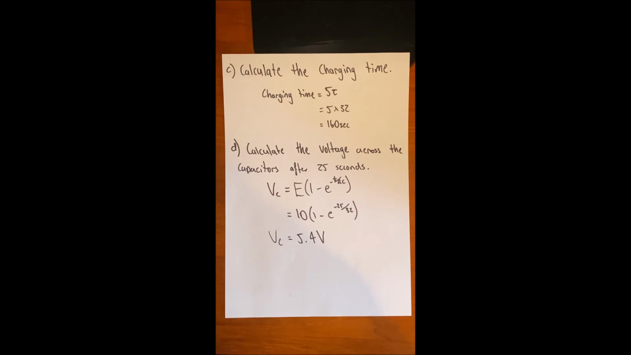Calculate the voltage across the capacitors after 25 seconds. Using the formula VC equals E times 1 minus e to the negative time over RC, and subbing in our values of 10 for the source voltage, 25 seconds for the time, and 32 seconds for RC as tau, which we calculated before. Type this into a calculator, we end up with VC equals 5.4 volts.